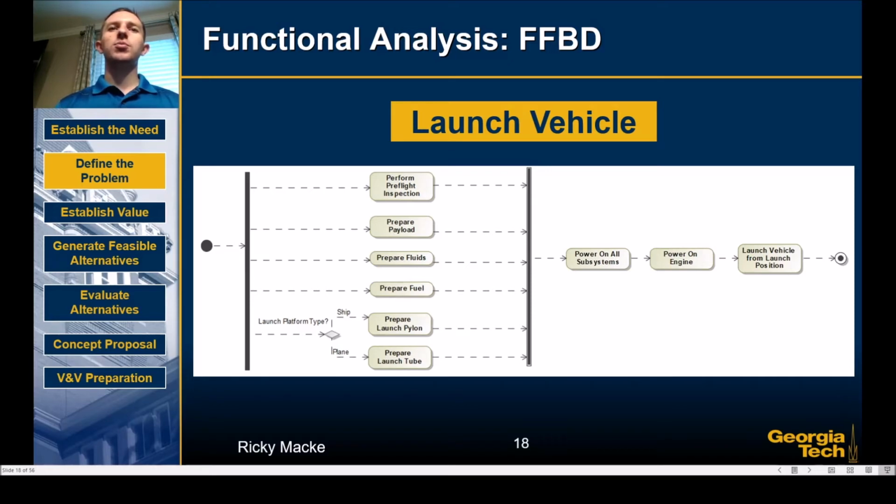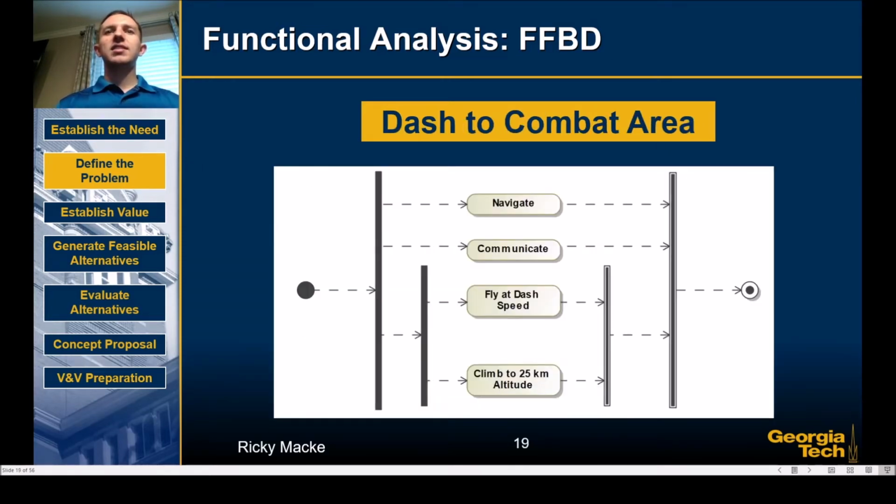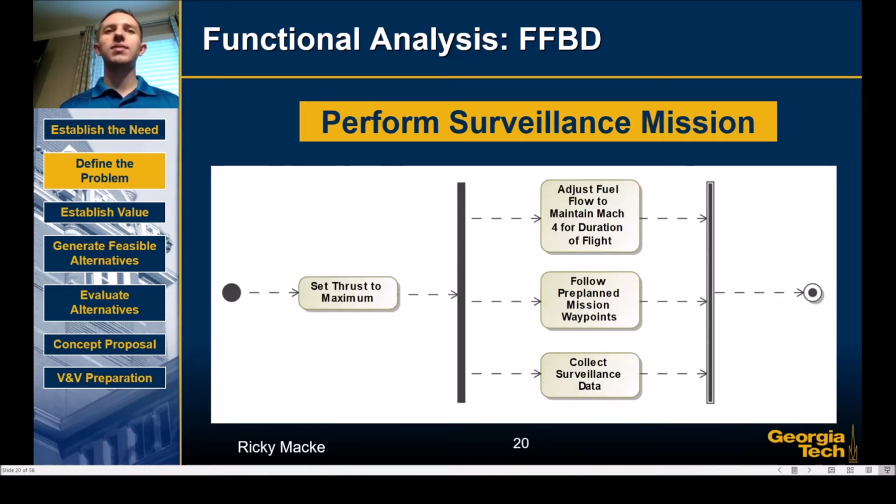It performs all those pre-flight operations in parallel until it's ready to launch, and then it conducts that launch sequence. Next, it is flying to the combat area, and it performs that aviate, navigate, and communicate functions, performs all those in parallel and continuously until it reaches the combat area, ready to begin its next function, and that is performing the actual surveillance mission. So it sets its thrust to maximum to achieve that Mach 4 number, and then it adjusts its thrust to maintain Mach 4 while also following a pre-planned route and conducting their surveillance data.